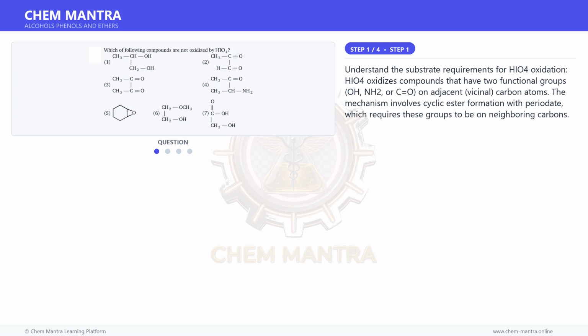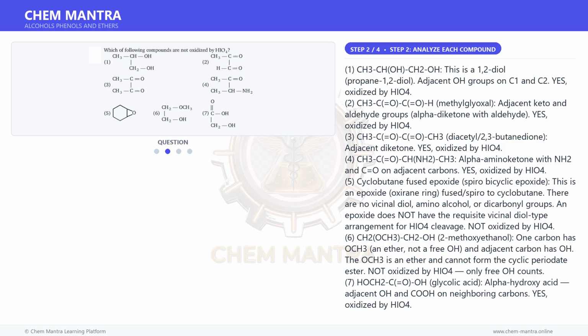Understand the substrate requirements for HIO4 oxidation. HIO4 oxidizes compounds that have two functional groups, OH, NH2, or C=O, on adjacent vicinal carbon atoms. The mechanism involves cyclic ester formation with periodate, which requires these groups to be on neighboring carbons. Moving on to the next step.